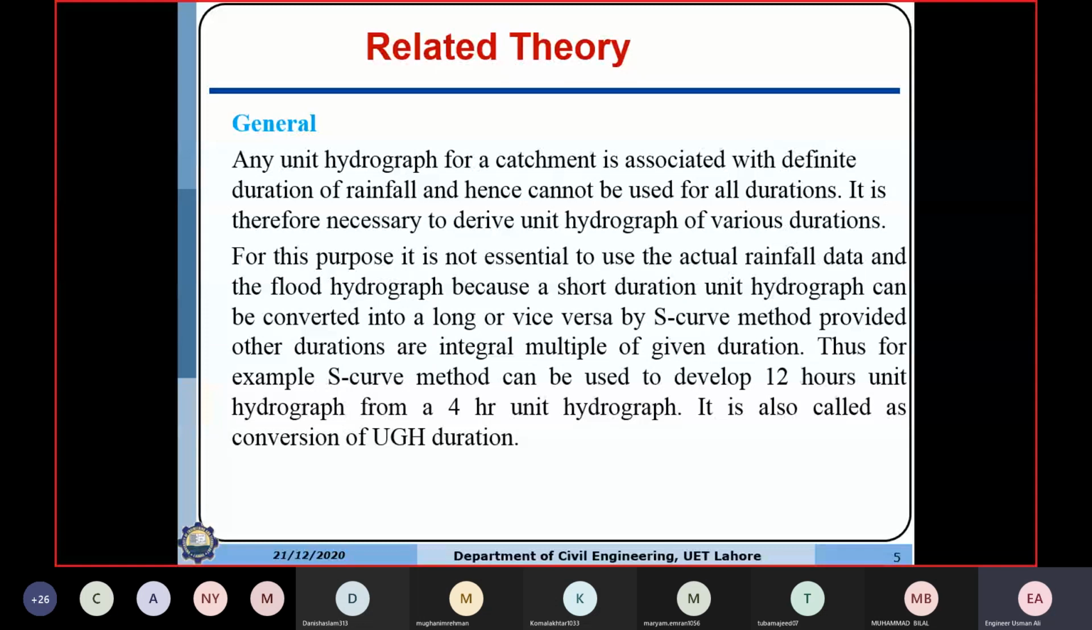So first of all, what is the background? Why do we need to use the S curve, or why do we need to convert the duration of a unit hydrograph? Any unit hydrograph for a catchment is associated with a definite duration of rainfall, as I have mentioned, and hence cannot be used for all durations.